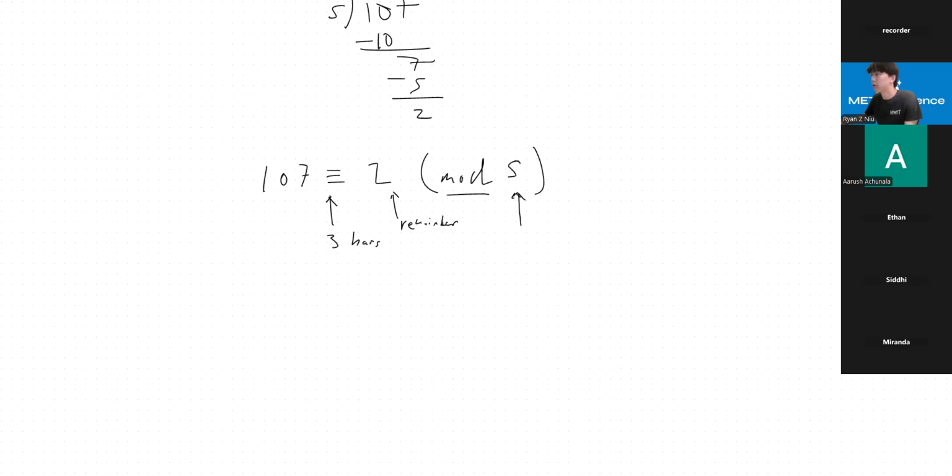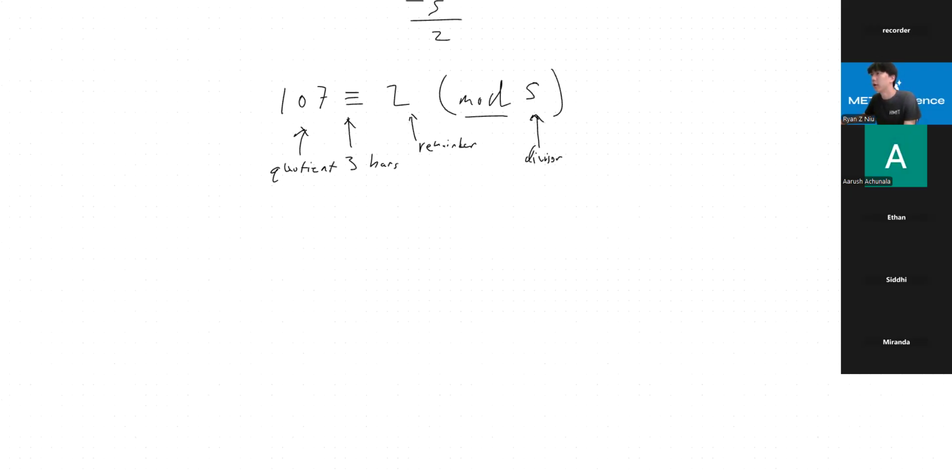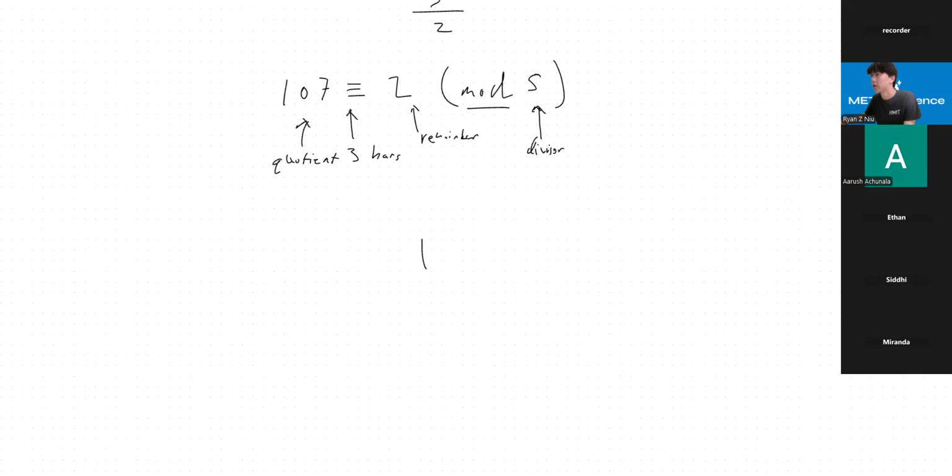So this is our divisor, and this is our quotient, the number that we're dividing. If we rewrite it, it'd be 107 divided by 5 leaves a remainder of 2.